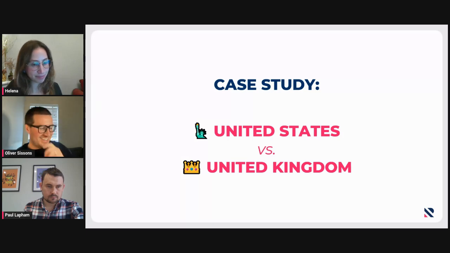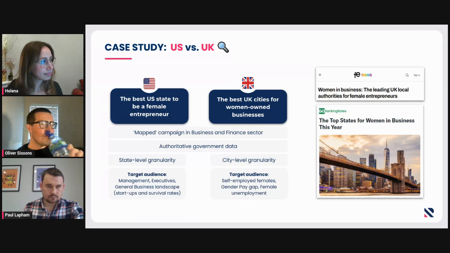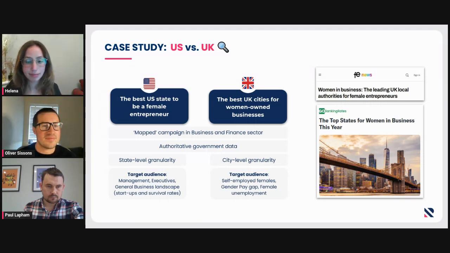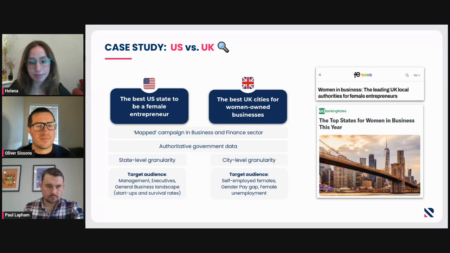But yeah, as Helena said, it's good to contrast the difference between UK and US. So although there's a lot of similarities, there are also some subtle differences in the media preference and how they like to compare studies. So in this case specifically, we're comparing two very similar campaigns, but they're designed slightly differently for both the US and the UK. So we have the best US state to be a female entrepreneur and the best and worst cities in the UK for women-owned businesses.